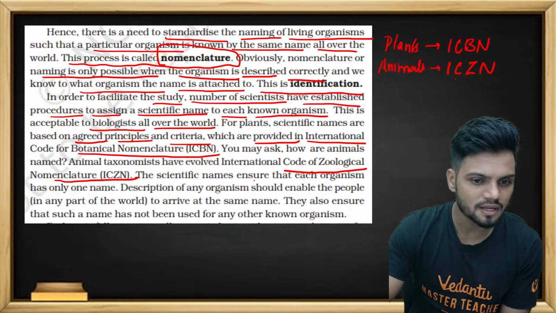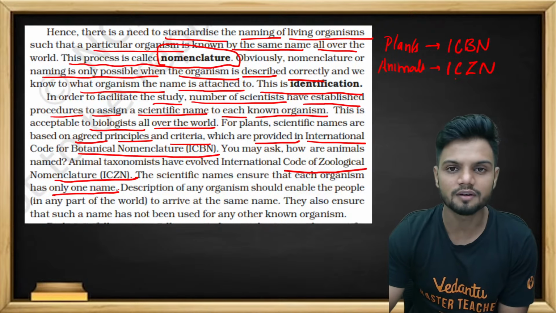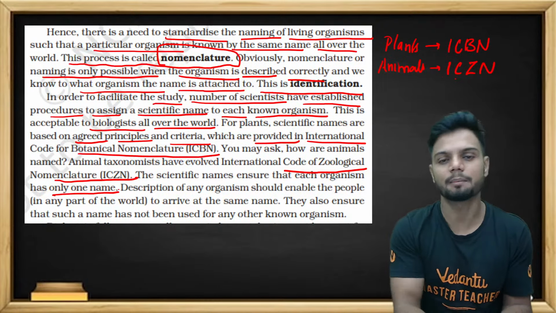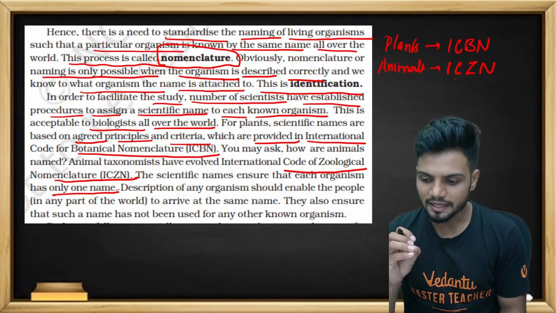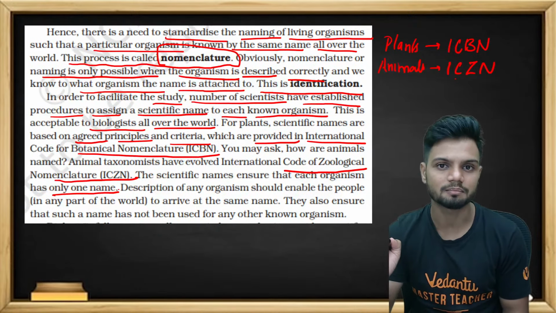The scientific names ensure that each organism has only one name. You cannot have 2-3 names for mango only. Then again the same confusion will happen. I will call mango something else, you will call mango something else. So a scientific name can be only one. So one organism can have only one scientific name.